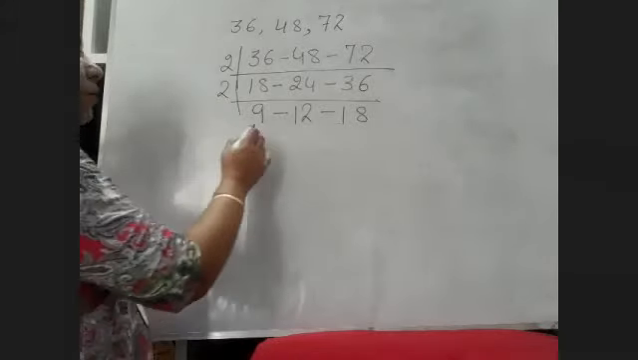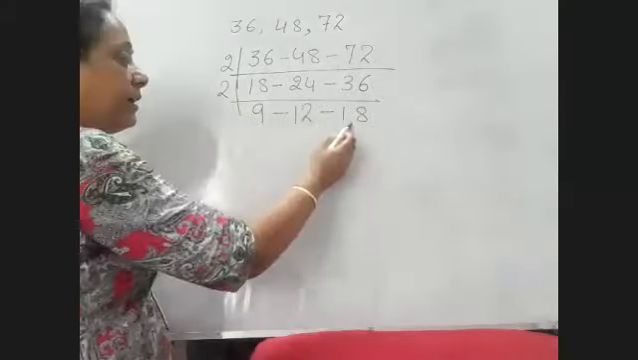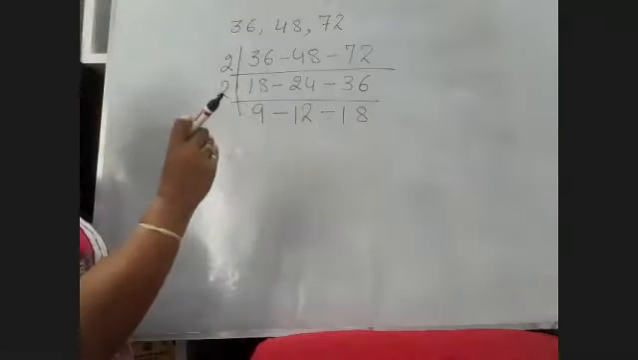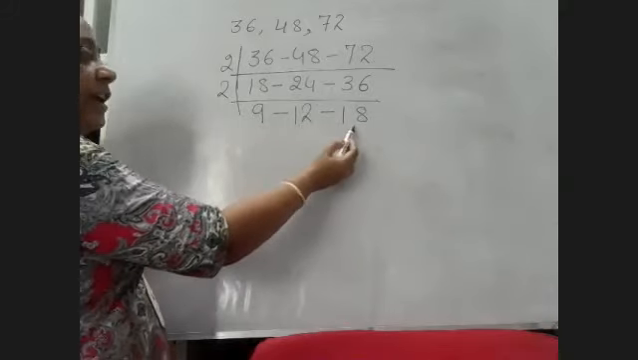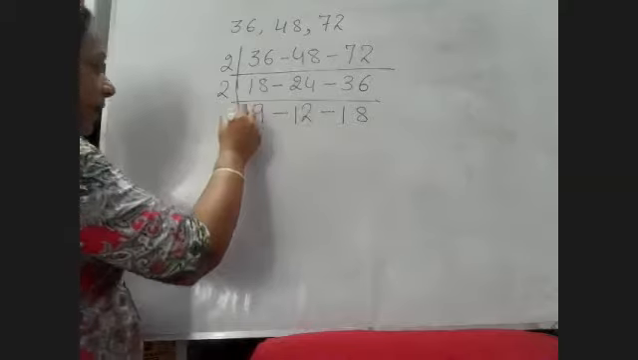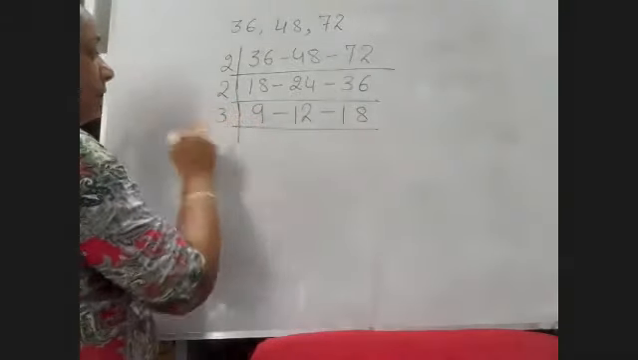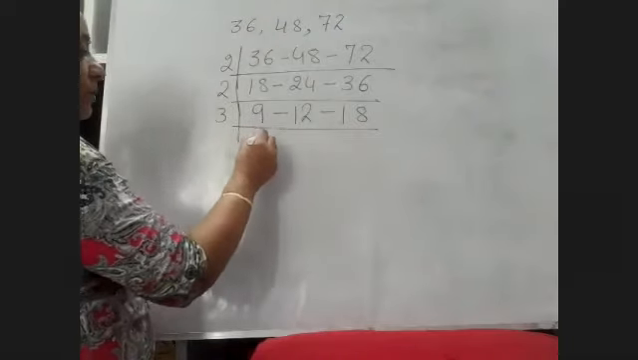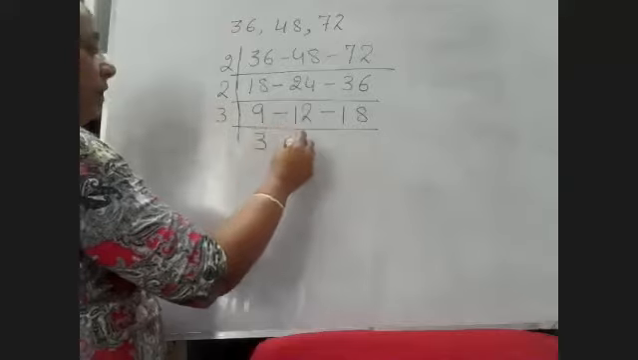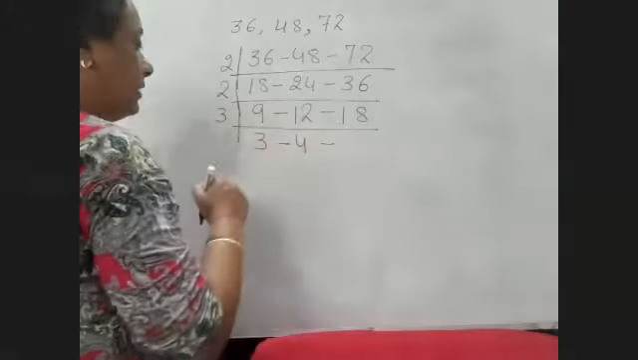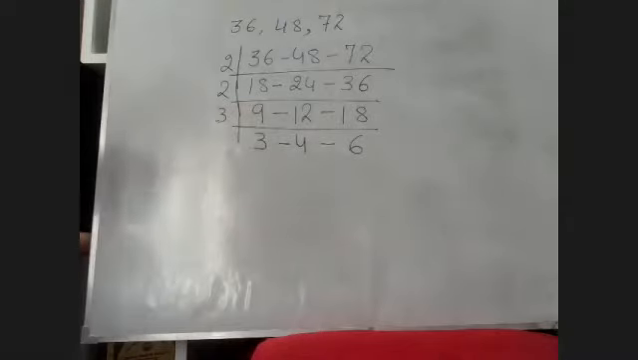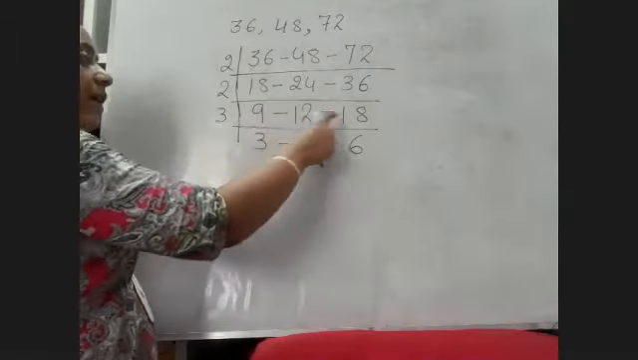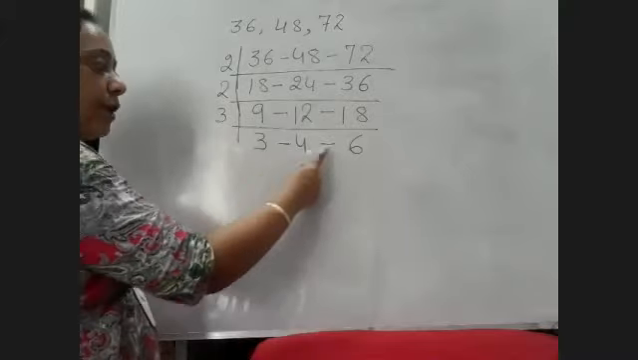So now observe these numbers 9, 12, and 18. These all are multiples of 3. 9 is a multiple of 3, 12 is a multiple of 3, 18 is a multiple of 3. So divide by 3. 9 divided by 3 is 3, 12 divided by 3 is 4, and 18 divided by 3 is 6. Yes, students, when we divide 9, 12, and 18 by 3, you get the numbers 3, 4, and 6.